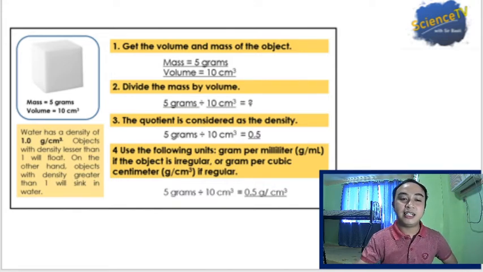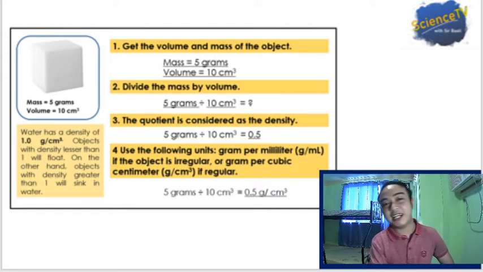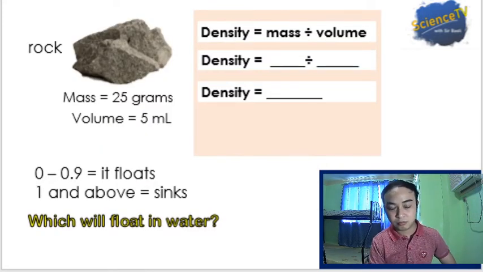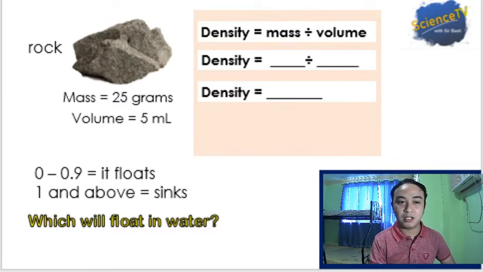So, since we have 0.5 gram per centimeter cube, 0.5 gram per centimeter cube is lesser than 1.0 gram per centimeter cube. Therefore, styrofoam, which has this density, will float in water. I hope that is understood and clear. So, we have here already the density of the styrofoam. Let us go to the second one, the rock. Okay, rock or stone, depends on the size of this particular object.